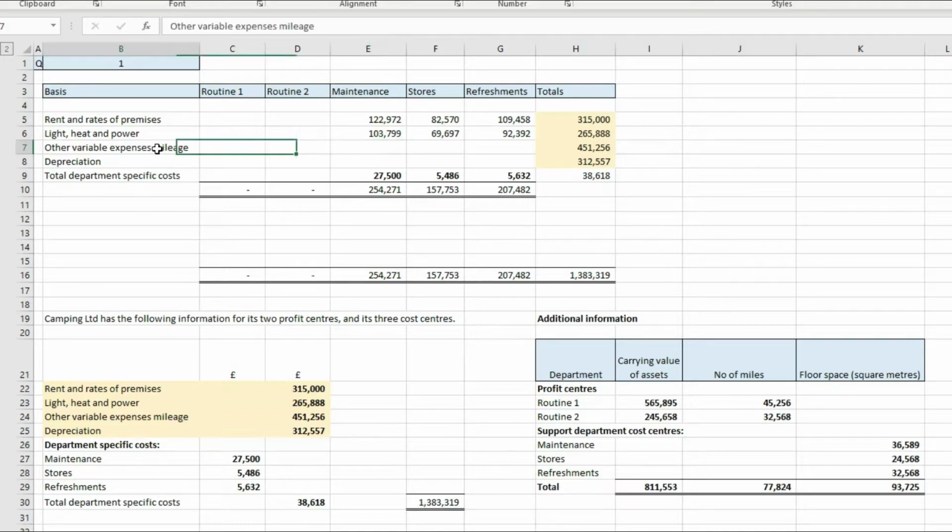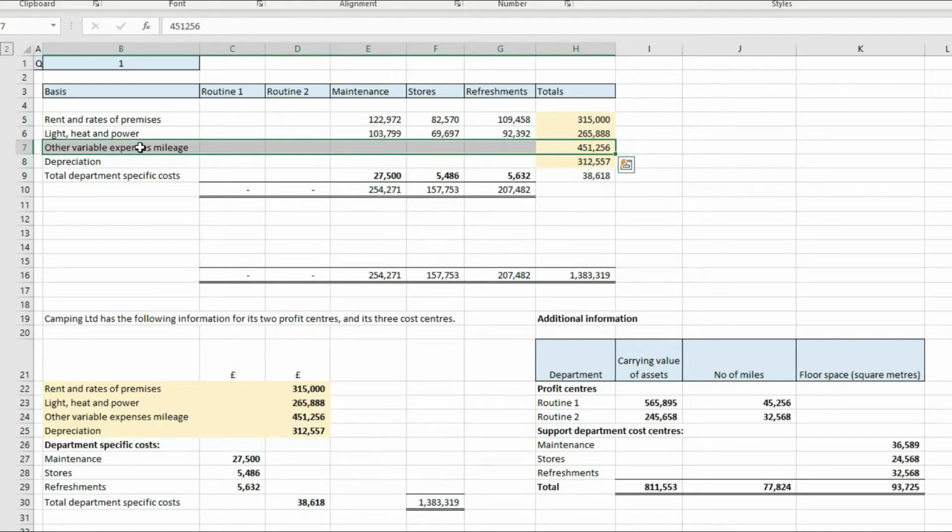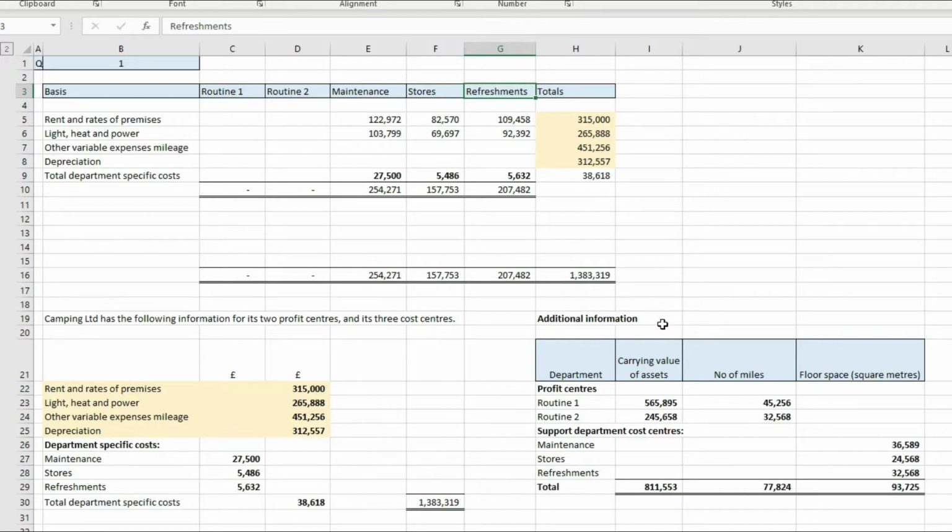Now then, what we've got here is other variable expenses, mileage. So we've got £451,256 of costs to split. Now down here, the most appropriate way of allocating those costs would not be by floor space because we're not talking about a factory. It wouldn't be by carrying value of an asset because we're not, again, talking about an asset. So it's going to be the number of miles that we use to allocate those costs.